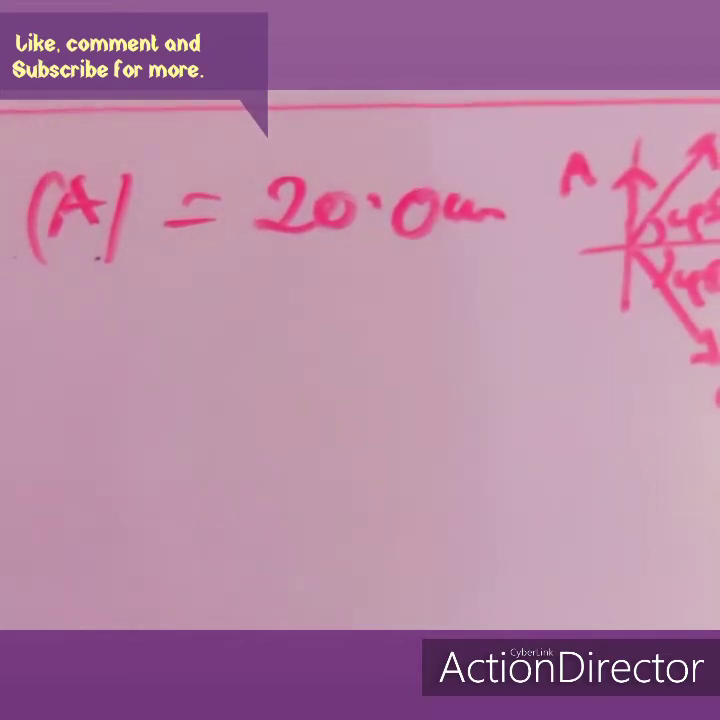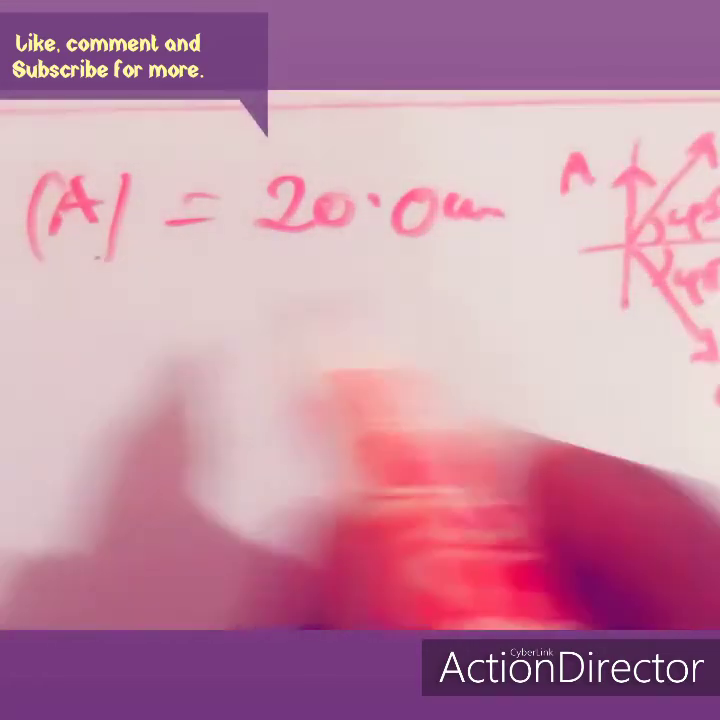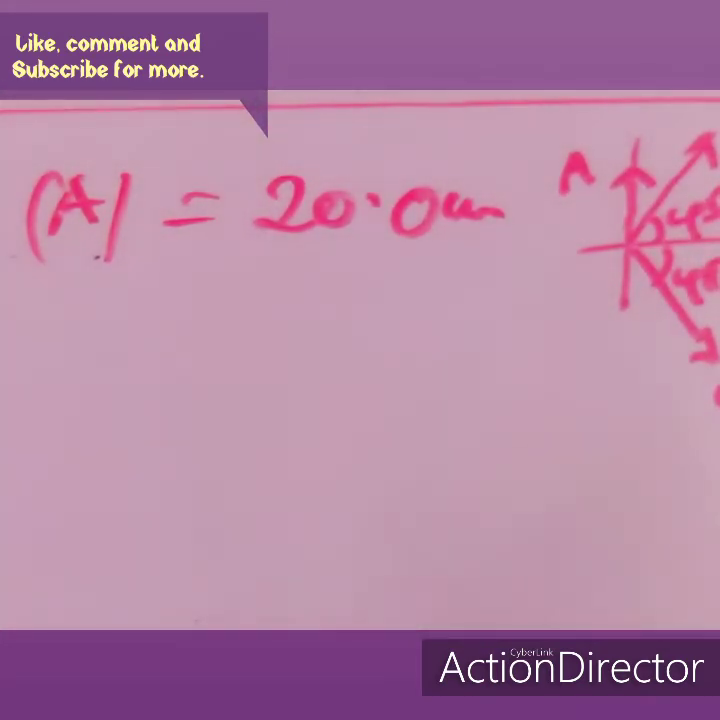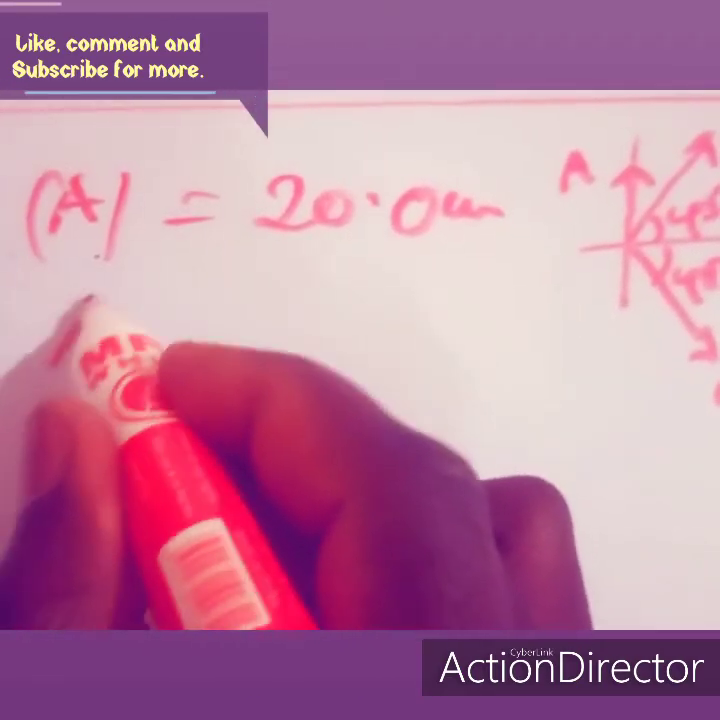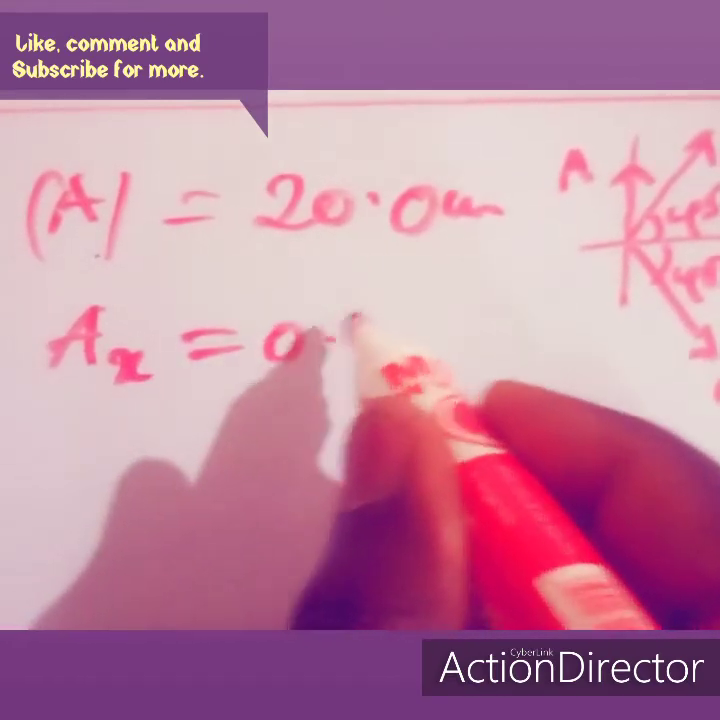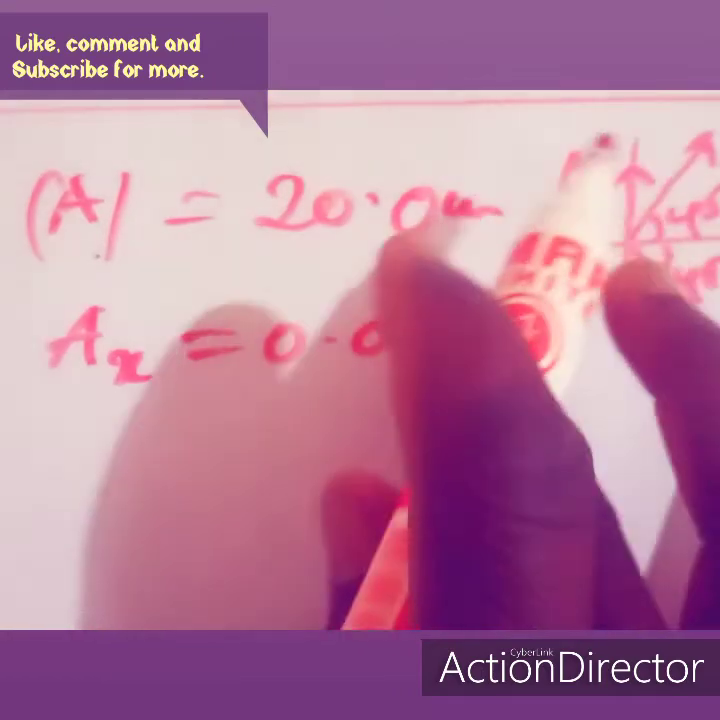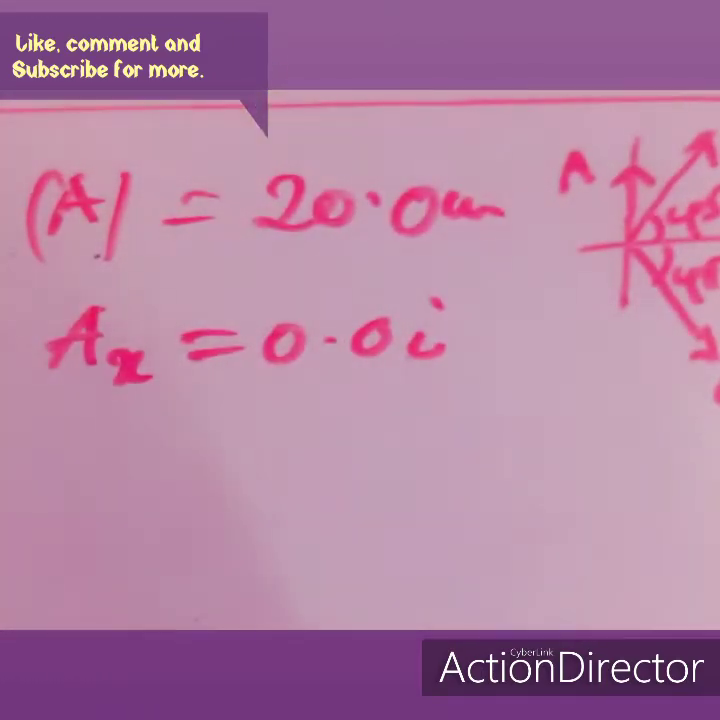Okay, our A is 20.0 units. Then if that is the case, you notice that our A has no value in the X component, in the X axis. So our AX will be equal to 0.0 units.